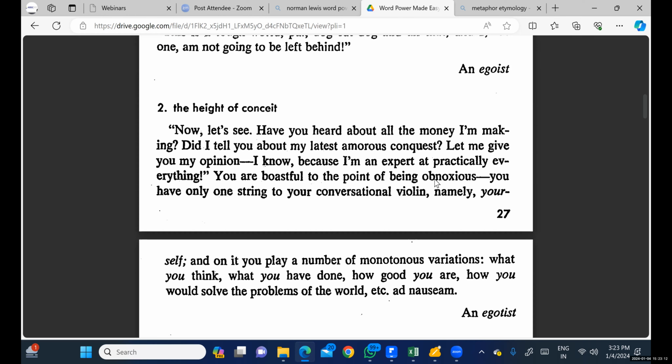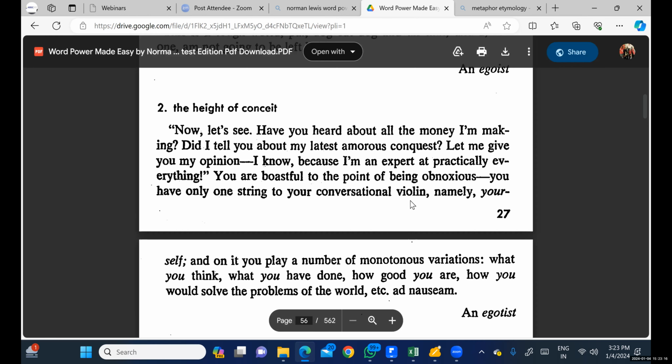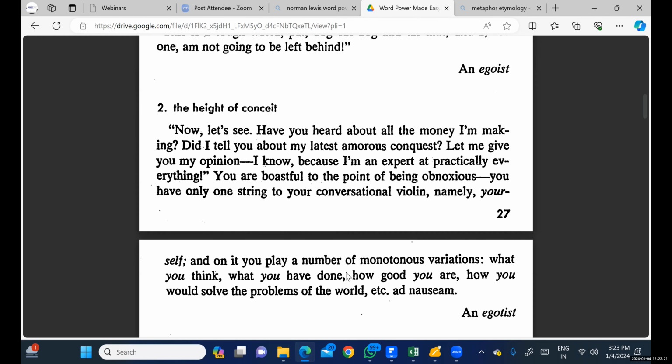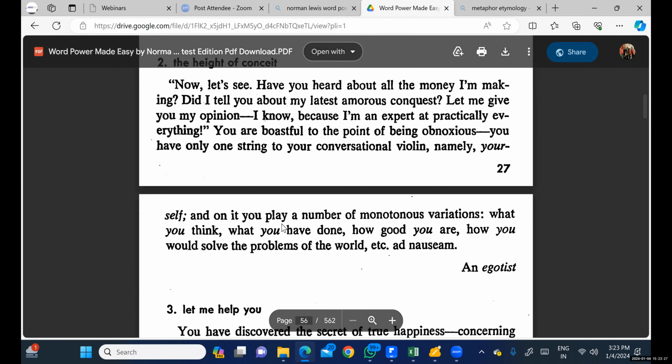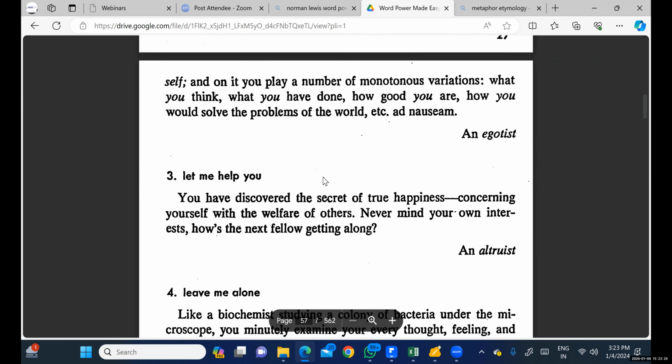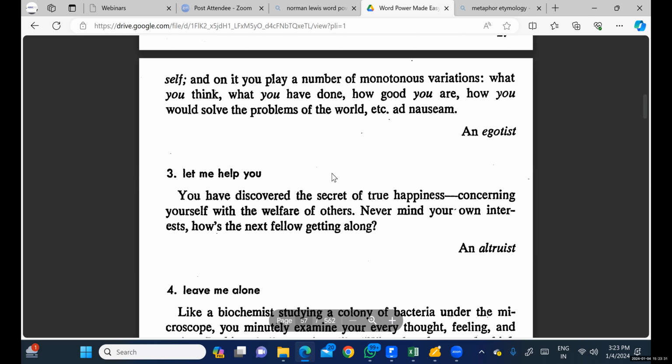People start hating you. People don't want to stay with you because you just talk about yourself. You have only one string to your conversation, namely yourself. And this type of person is called an egotist. जो मैंने अभी बताया आपको. He's just talking about himself. Right? He's an egotist. मिले होंगे ना आप लोग. When you have friends who are just talking about themselves, right? Yes or no?